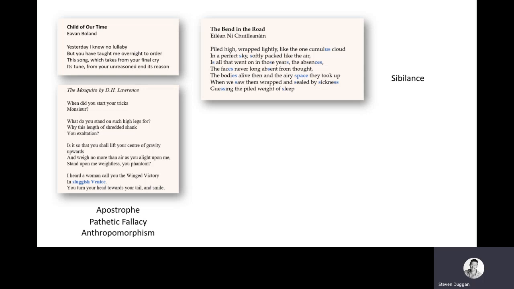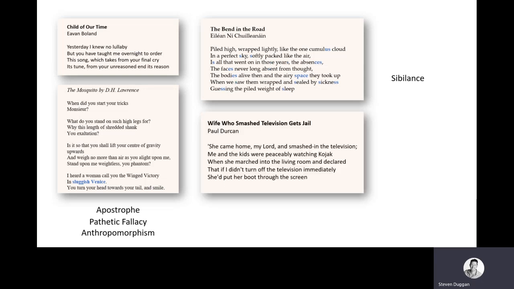Piled high, wrapped lightly, like the one cumulus cloud in a perfect sky, softly packed like the air, is all that went on in those years, the absences, the faces never long absent from thought, the bodies alive then in the airy space they took up when we saw them wrapped and sealed by sickness, guessing the piled weight of sleep. Really effective use of sibilants, and you can hear and see the impact that has upon the tone.